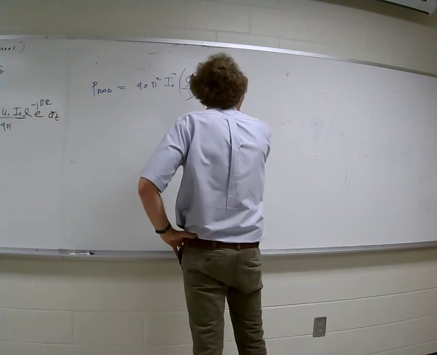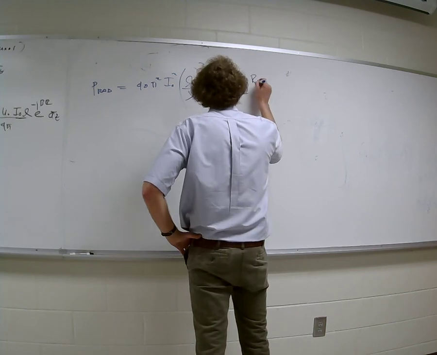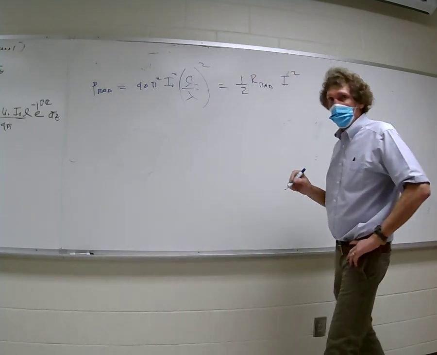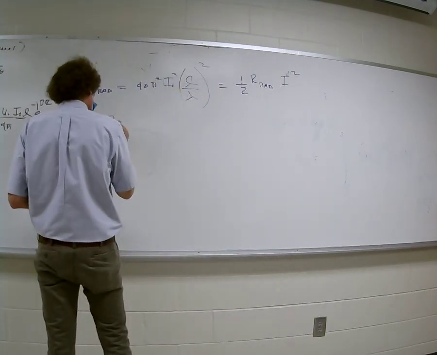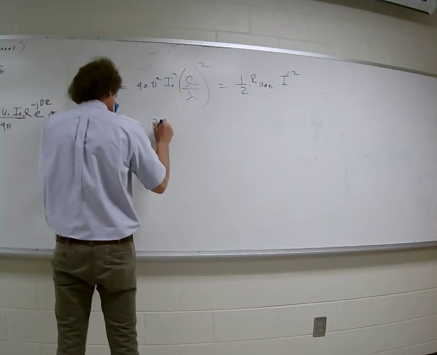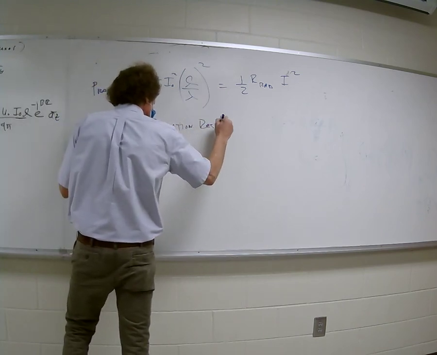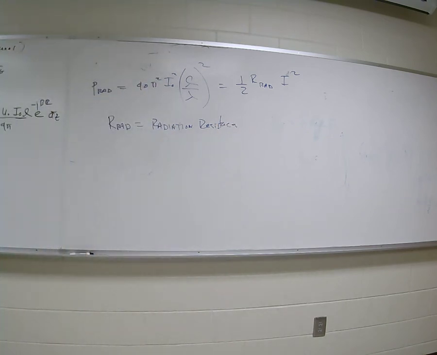Well, this is also equal to 1/2, and then it's going to be R, call this the radiation resistance, times I squared. Now, that is called radiation resistance. It's very important. It's in ohms, of course. If you know the current feeding an antenna, the radiation resistance has to do with the amount of power that's launched.